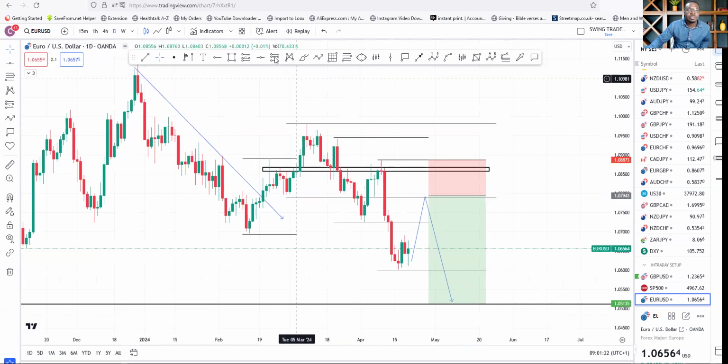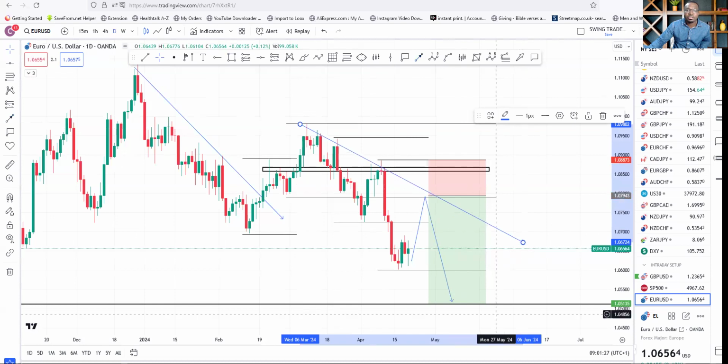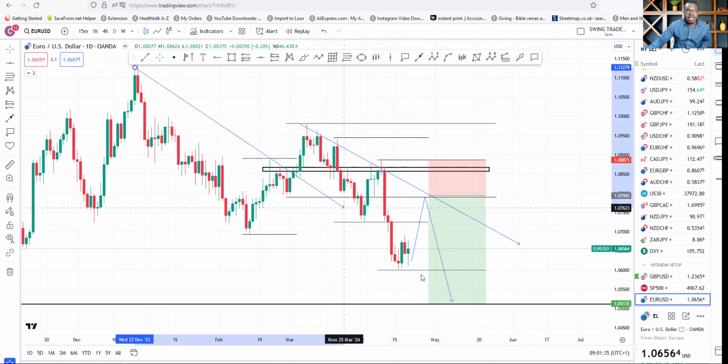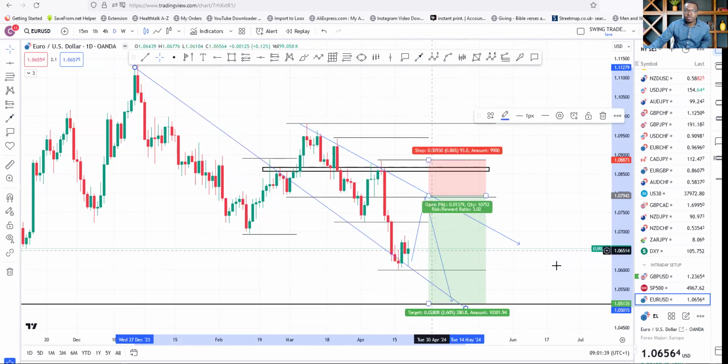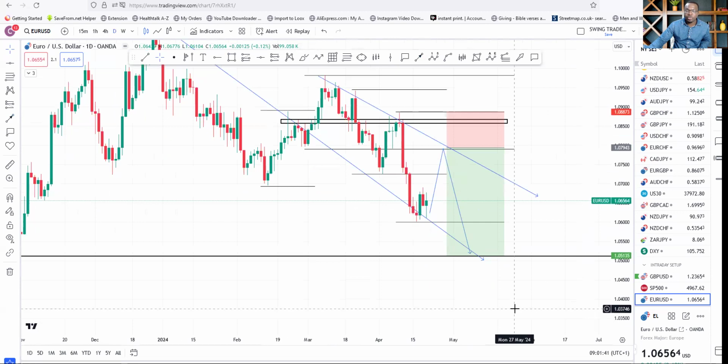So if you're trading Euro USD this week, just stick to one pair. Don't try to trade multiple pairs. Stick to one pair, you'll be all right. As you can see, there's a trend line there as well to match it up. So you want to expect price action at that level. So this is what I'm looking at to trade on Euro USD.